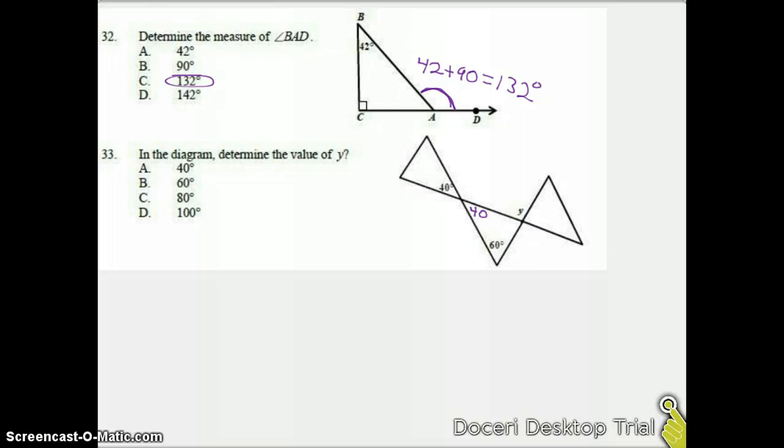I could find the other angle in that triangle, which would be 80, because 40 plus 60 is 100. Subtract that from 180, I have 80 left over, which is going to make y 100 because it's a linear pair and next to it.